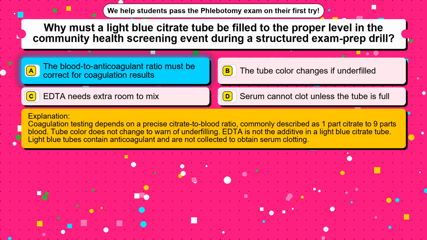Coagulation testing depends on a precise citrate to blood ratio, commonly described as 1 part citrate to 9 parts blood. Tube color does not change to warn of underfilling. EDTA is not the additive in a light blue citrate tube. Light blue tubes contain anticoagulant and are not collected to obtain serum clotting.